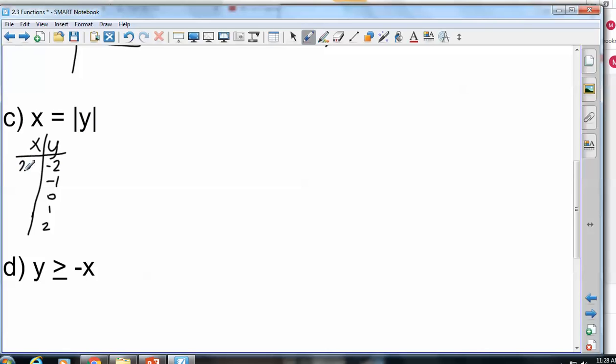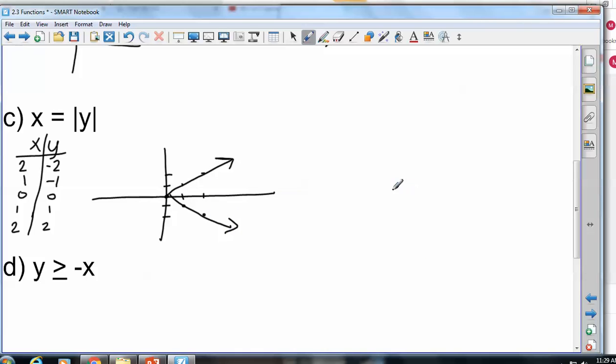I always try to do a mix of both. If I put in -2, what do you get out for x? 2. If I put in -1, 0, 1, you plot those. This is just an absolute value graph flipped on its side. Is that a function?